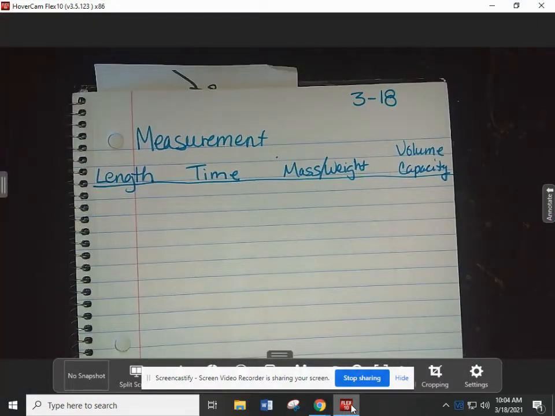So in your notebooks, you're going to make a chart. You're going to want something like this. And we're going to look at the first column today, which is length, which might now explain why I'm walking around with a stick with numbers on it.